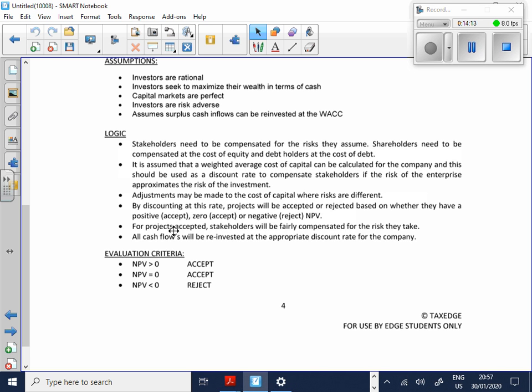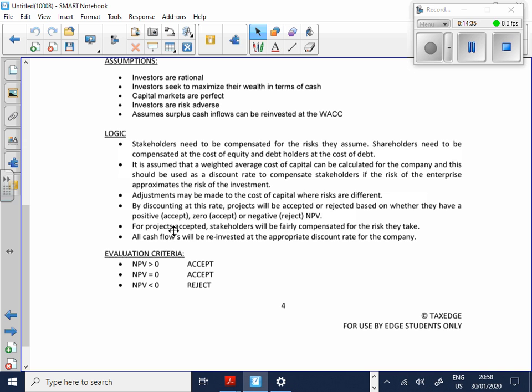Three, it says adjustments may be made to the cost of capital where risks are different. As I said, in the year-end exam two years ago, they said add a 7% risk premium on. So you just went WACC plus 7. Next, by discounting at this rate, the projects will be accepted or rejected based on whether they have a positive (accept), zero (accept), or negative (reject) NPV.